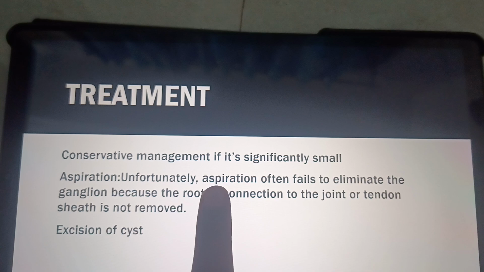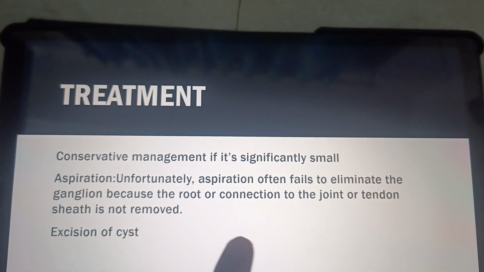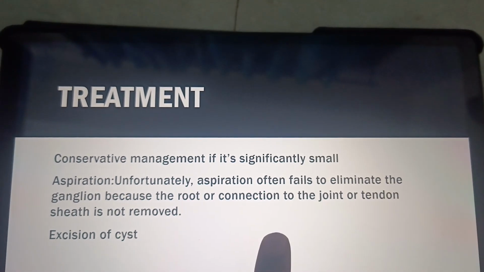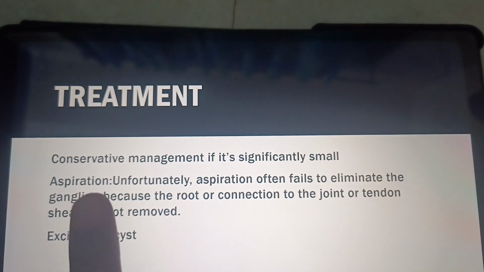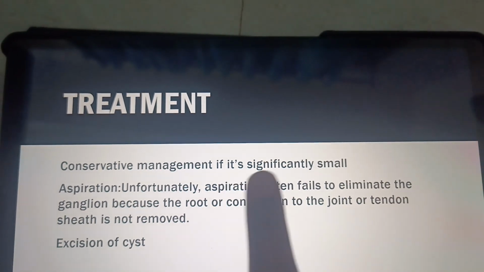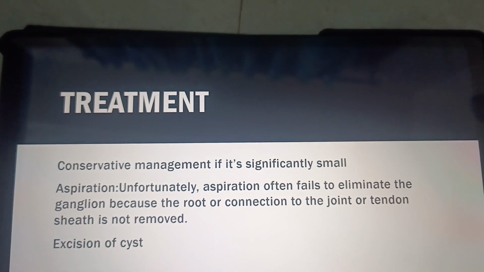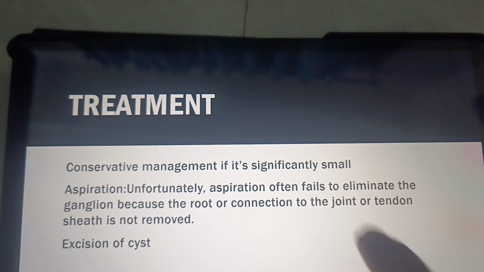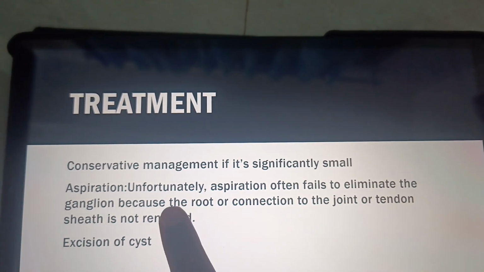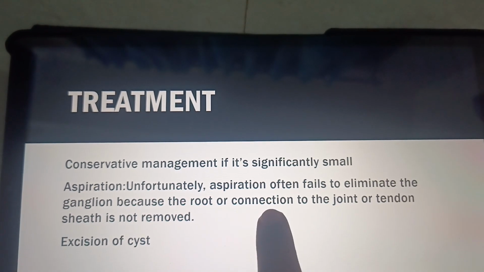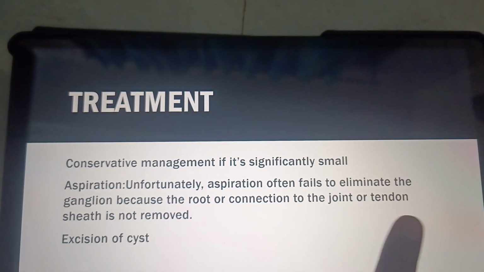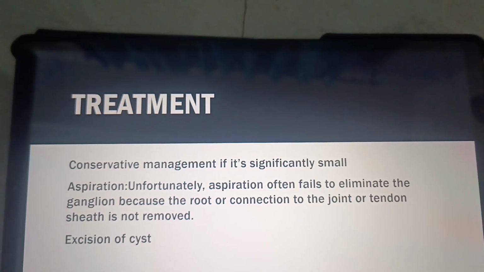One of the treatment options can also be excision of the cyst. Excision of the cyst is the definitive management. Aspiration: usually aspiration is not preferred because in aspiration we only drain out the fluid. Aspiration often fails to eliminate the ganglion because the root or connection to the joint or tendon sheath is not removed. So aspiration is usually not preferred.